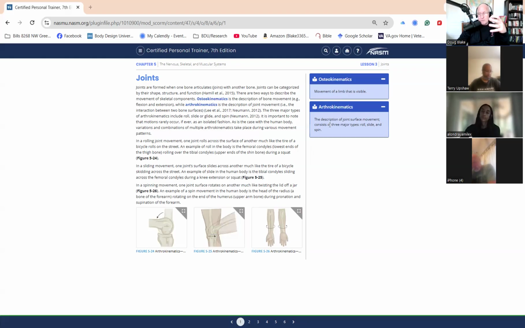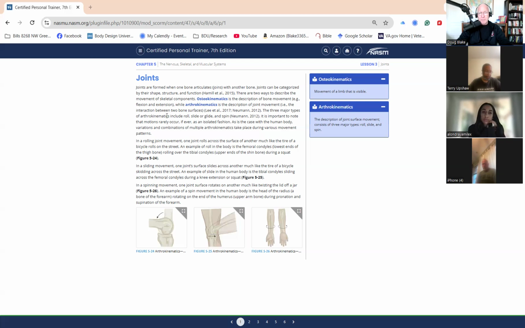Bone movement, joint movement. So there's your osteokinematics. And we could say that osteokinematics is related to kinesiology, right? Which is the study of human movement. So flexion, extension, you can see the bone moving. It's when we talk about arthrokinematics that you need to understand a couple of these things right here. Arthro is a description of joint movement, and that's the interaction of two bones or three bones, depending on the joint that we're talking about.